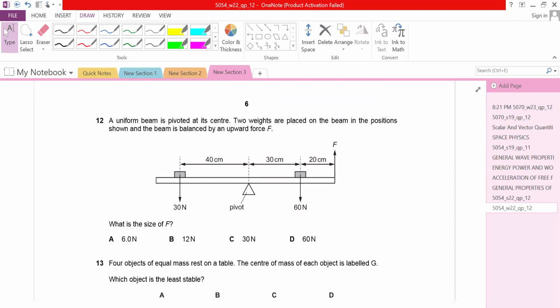Question number 12. A uniform beam is pivoted at its center. Two weights are placed on the beam in the position shown and the beam is balanced by an upward force. So, what is the size of this force? You have to calculate the size of this force F.